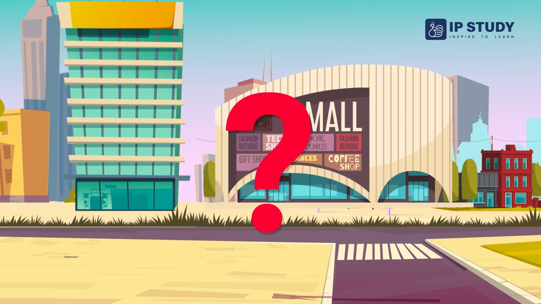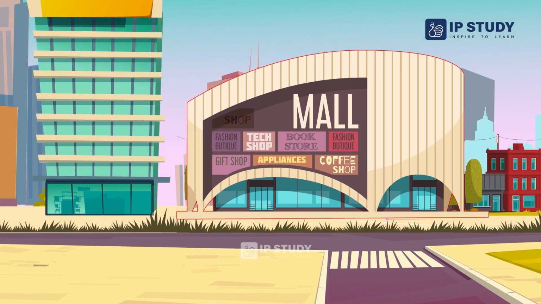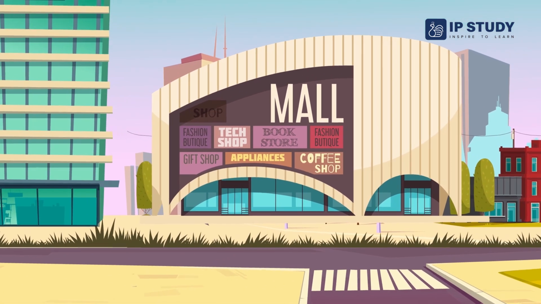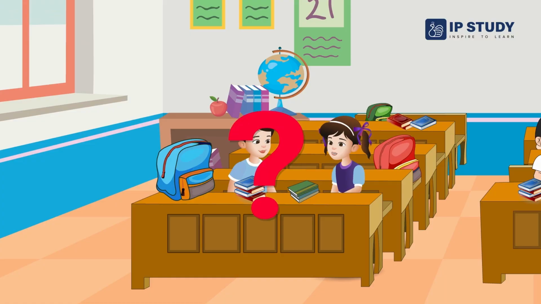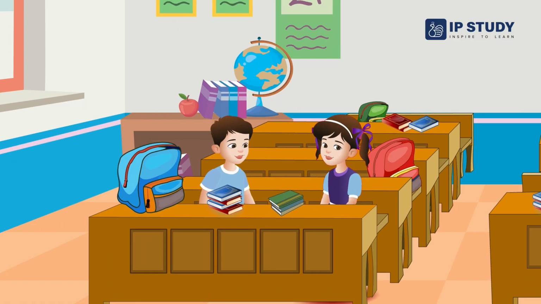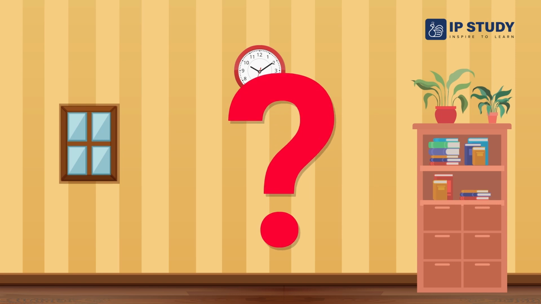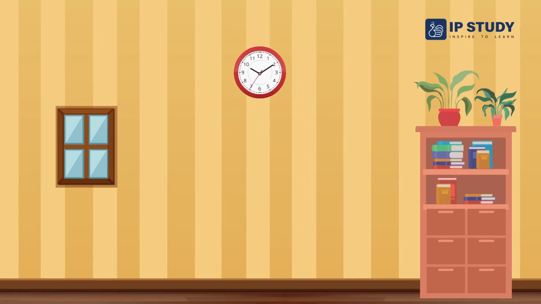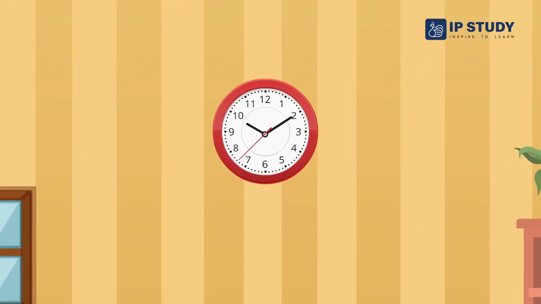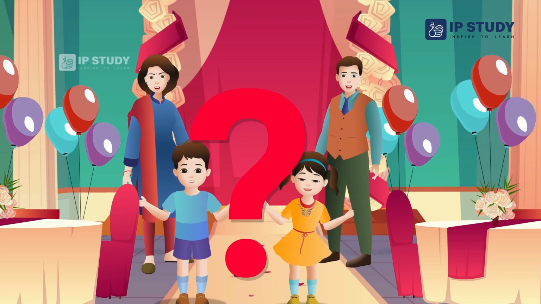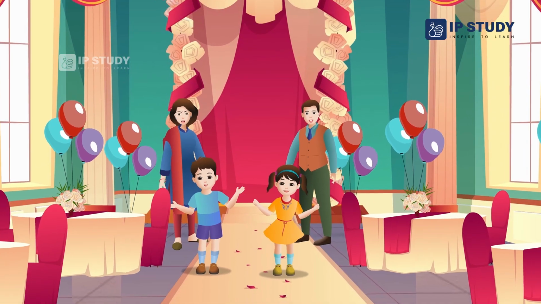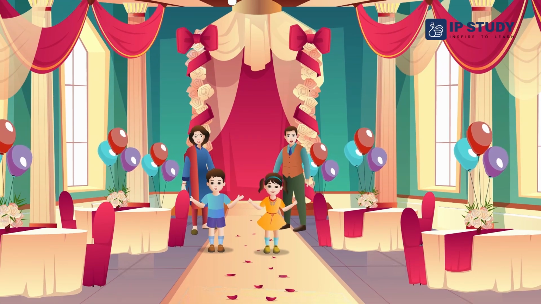Where is the shopping center? The shopping center is in the next building. Where is Hema? Hema is in school. Where is the clock? The clock is on the wall. Where is the party? The party is in banquet hall.